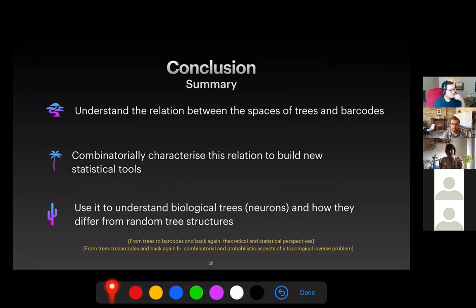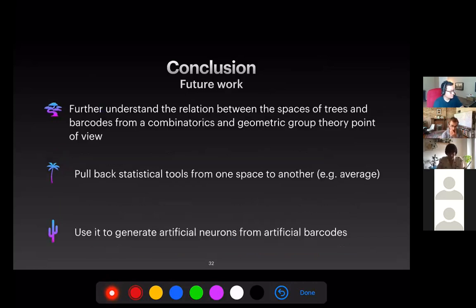But my question is, can you actually start from an artificial barcode? Can you build artificial barcodes that look like neurons? Because neurons have these specific types of barcodes in terms of permutation, basically we're trying to generate barcodes that have certain types of permutations. So actually that was more this point, trying to generate artificial neurons from artificial barcodes. It's already done for barcodes, but not for artificial barcodes. And again, as I was trying to explain earlier, trying to see if we can get new statistical tools or pull them from one space to another, so trees and barcodes. And all of this, I'm going a little bit backwards, sorry, by understanding this relation between spaces of trees and of barcodes from this combinatorics and geometry group theory point of view.